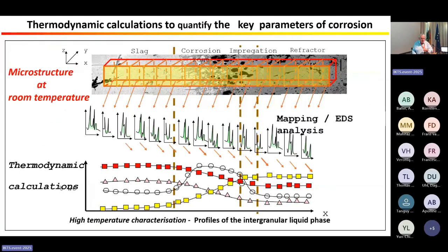Why? Here you have the microstructure at room temperature. We can make a mapping, an EDS analysis in very local zones. We can introduce this composition in the thermodynamic software. We can fix the temperature, or we can make an evolution of the temperature, and we can calculate the phases at high temperature, at equilibrium, liquid phase and solid phase at high temperature.